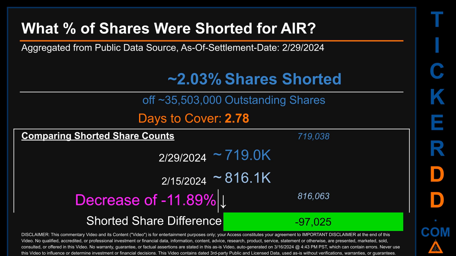Days to cover is 2.78. When I compare the current 2-week period data snapshot against the previous period, ending in settlement date, February 15, 2024, I find that the current snapshot had roughly 97,000 fewer shares shorted. This means that, compared to the previous snapshot, the current snapshot has a decrease of minus 11.89% of shorted shares.